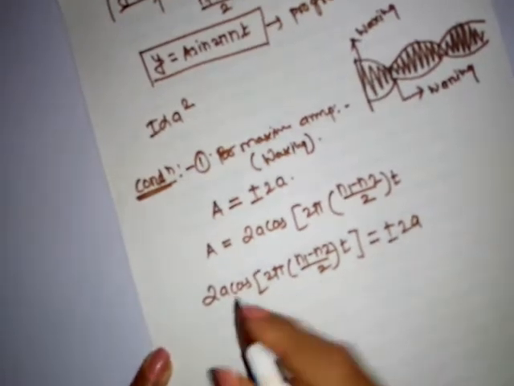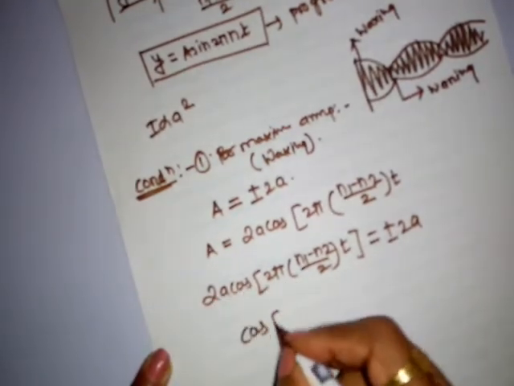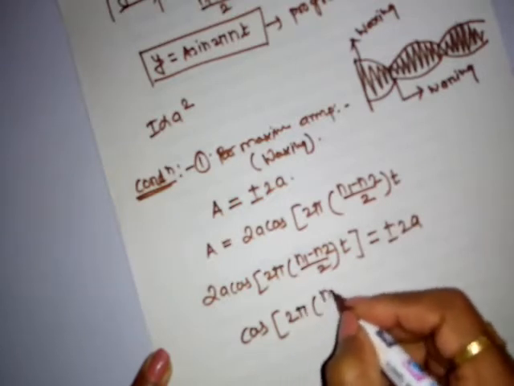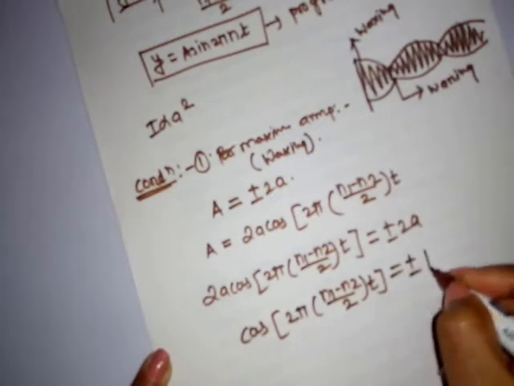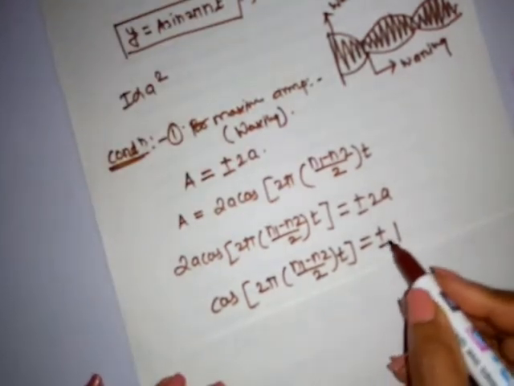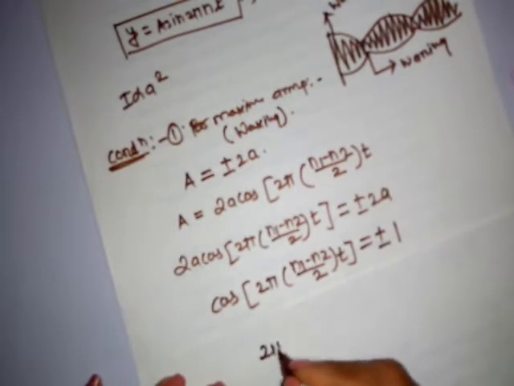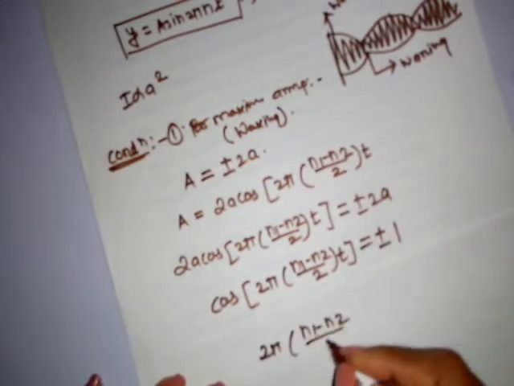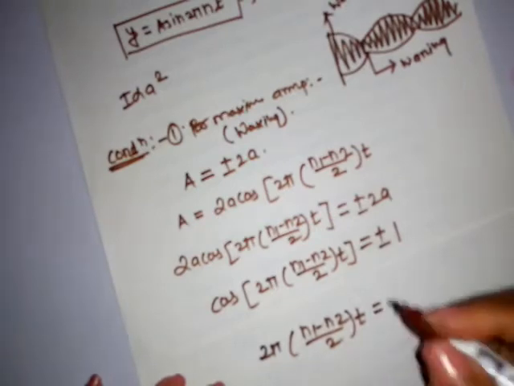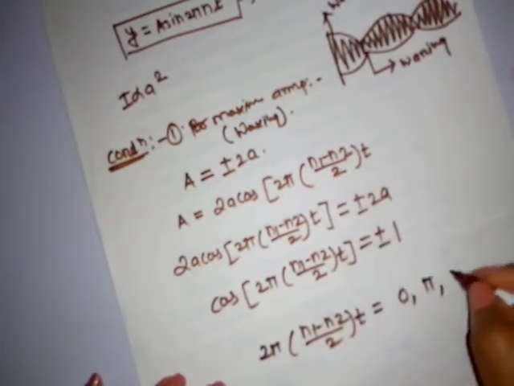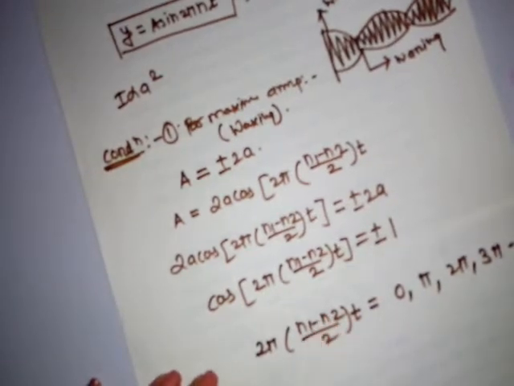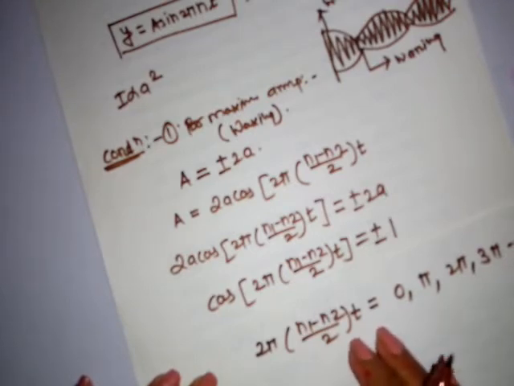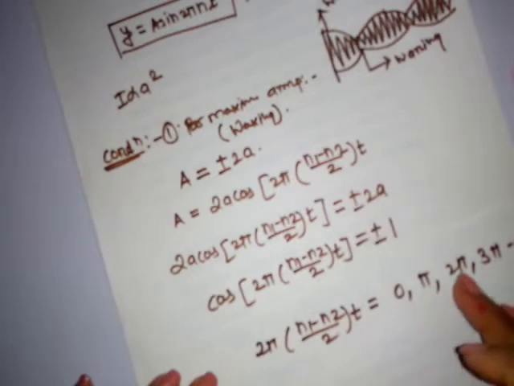Then after simplification this equation becomes cos of 2 pi (n1 minus n2) upon 2 into t is equal to plus minus 1. That is, the value of cos is plus minus 1 when the phase (n1 minus n2) upon 2 into t is equal to, means the values of phase are 0, pi, 2 pi, 3 pi and so on. Now here the cos function of phase depends upon t. Then what are the values of t when the phase becomes 0, pi, 2 pi and 3 pi.